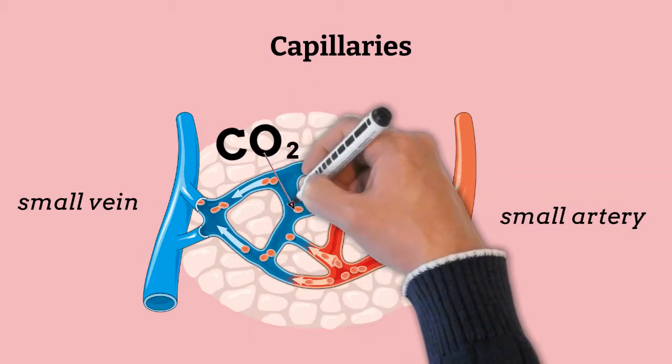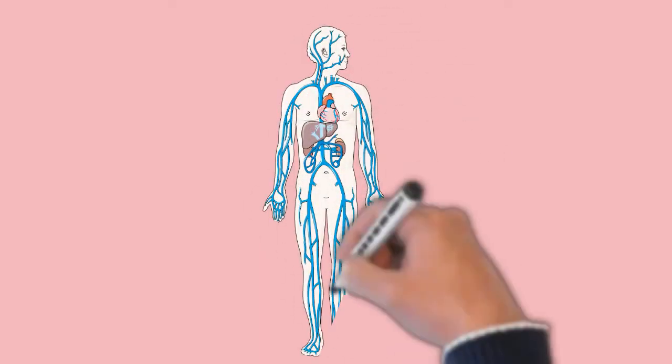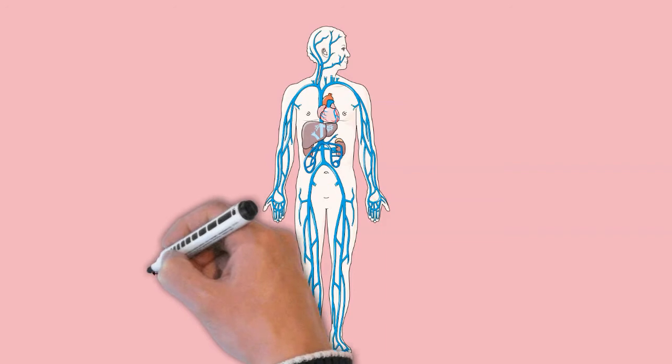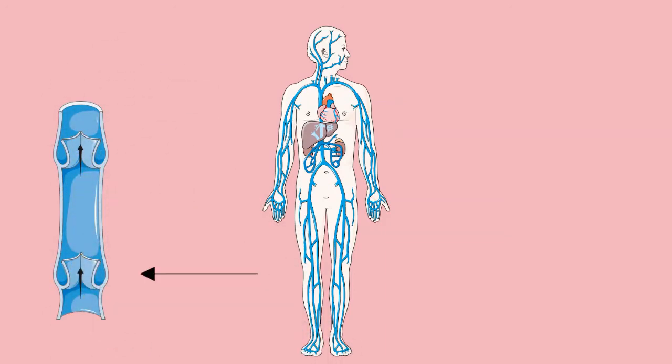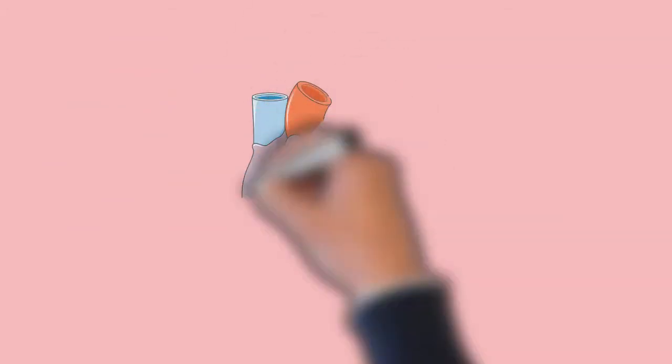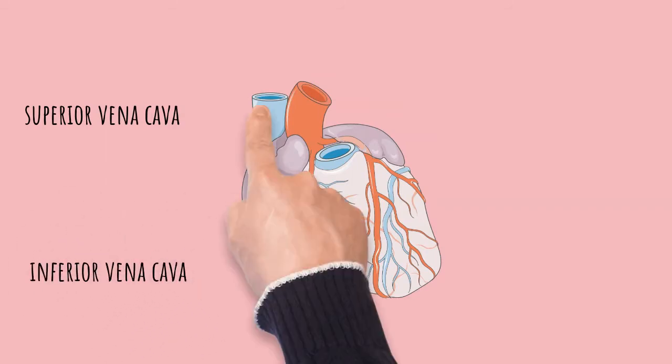Capillaries then lead into small veins. Small veins lead to larger and larger veins as the blood approaches the heart. Valves in the veins keep blood flowing in the correct direction. Two large veins that lead into the heart are the superior vena cava and inferior vena cava.